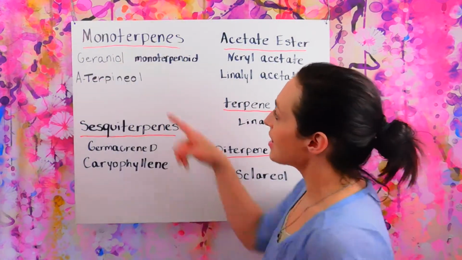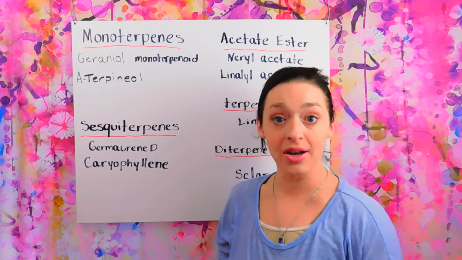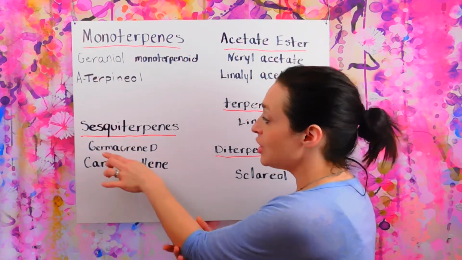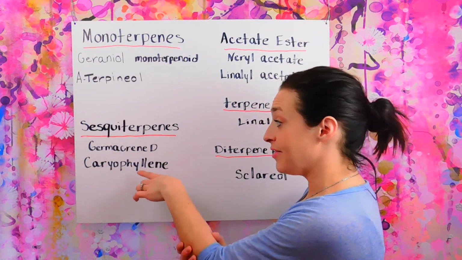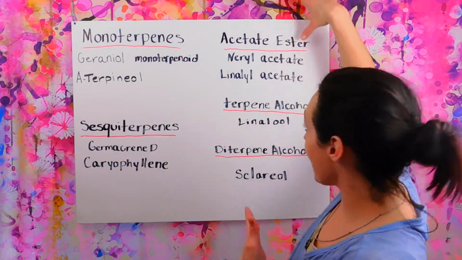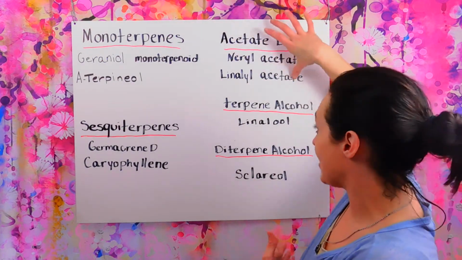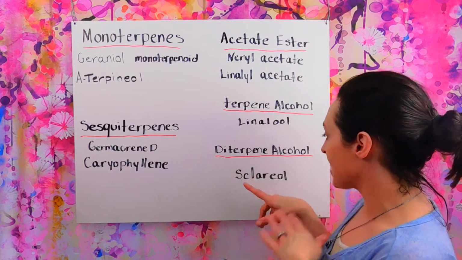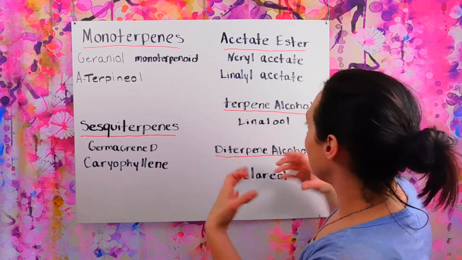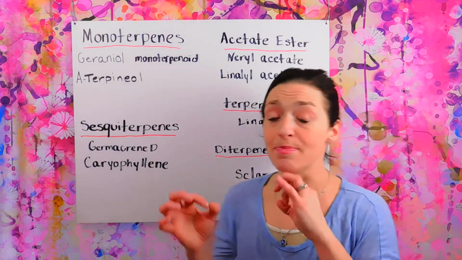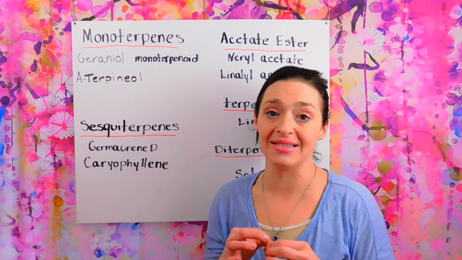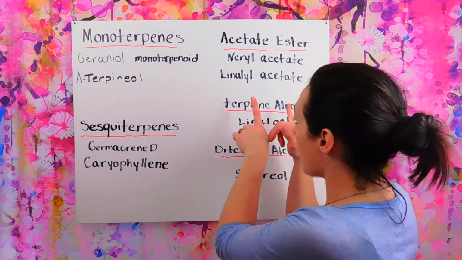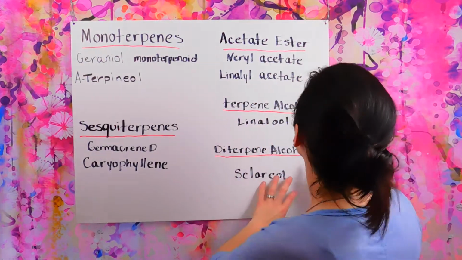We have monoterpenes: geraniol, which is a monoterpenoid, again, comes from a monoterpene, alpha-terpineol. Then we have our sesquiterpenes, germacrene D, caryophyllene. And then we have our acetate esters, which are neryl acetate and linalyl acetate. And then we have our terpene alcohol, linalool, and then diterpene alcohol, sclareol. So monoterpene, diterpene, it's just mentioning the number of rings inside the carbon bonds of that structure. So this is 1 ring, 2 ring. So that's the difference.